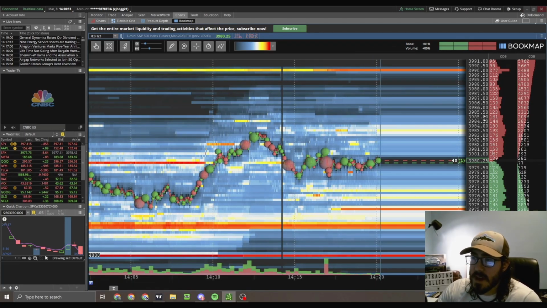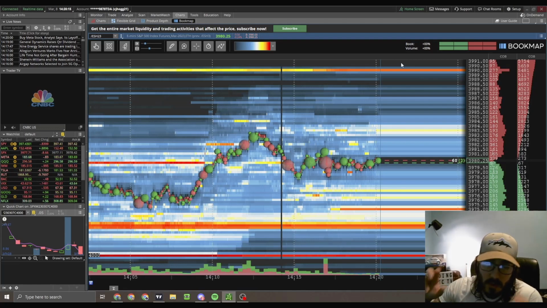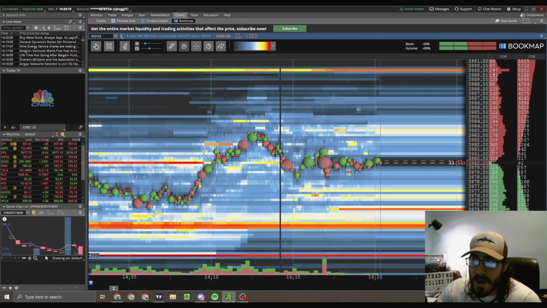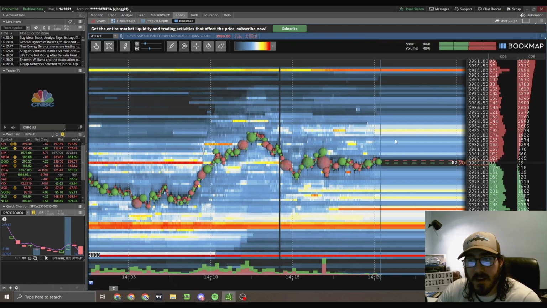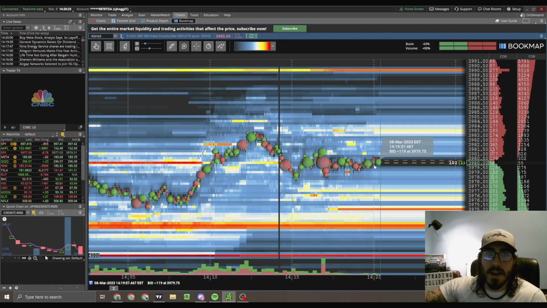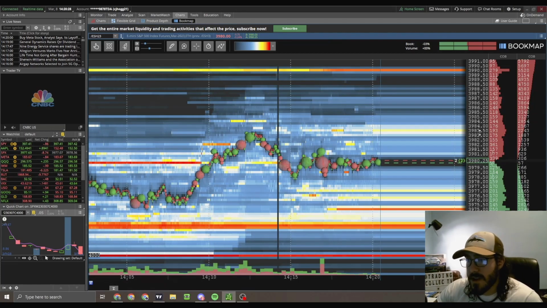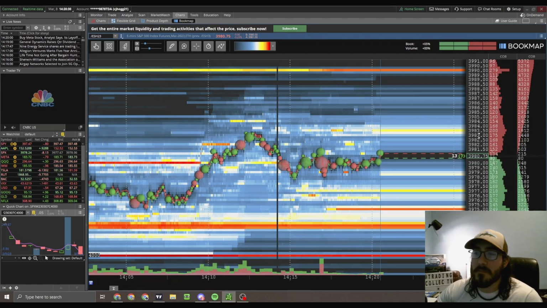Overhead, our closest big order is going to be at 3990. This is an orange level right now with 277 sitting there. So we have a pretty big range right now, about 20 points, or actually exactly 20 points between here.